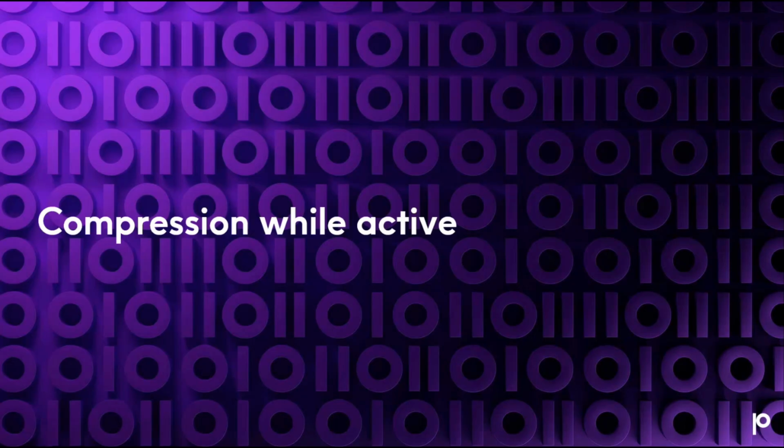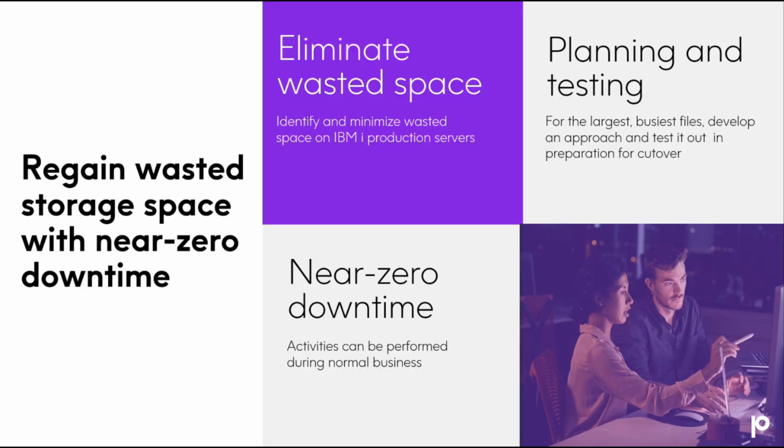Next one is very similar to encrypt while active: compression while active. So instead of doing encryption, we're doing compression of deleted records. So we're eliminating wasted space. I don't know if you're familiar with deleted records or not, but on an IBM i file, when you do delete a record, the data, the record, is actually still there. It's just marked as deleted, right?